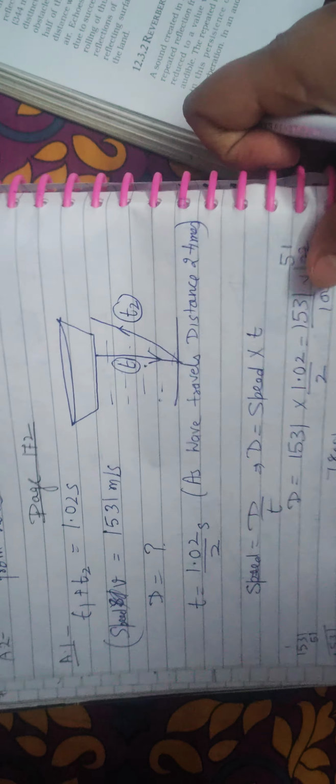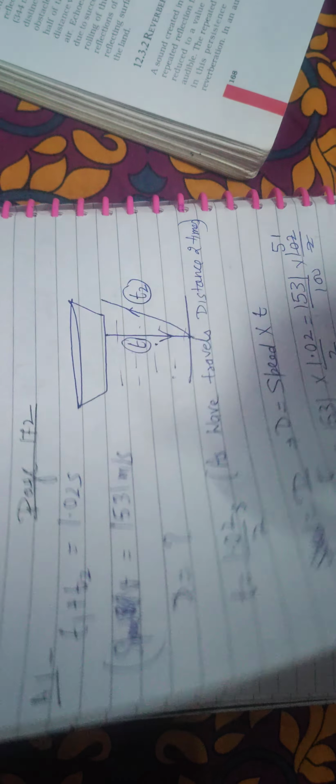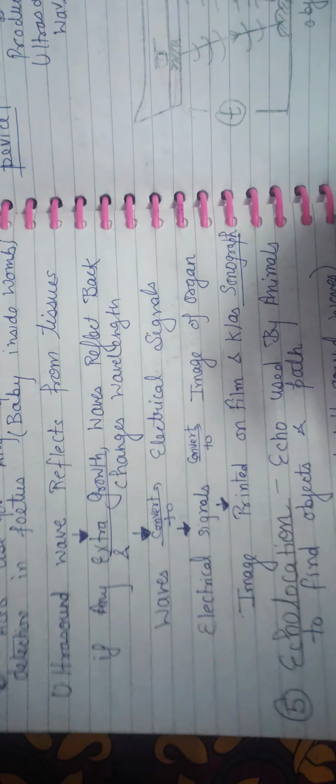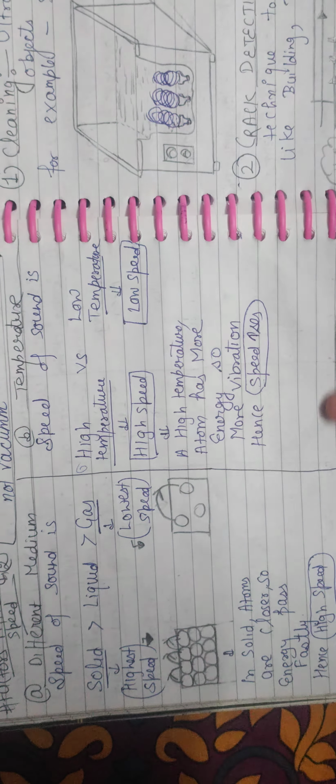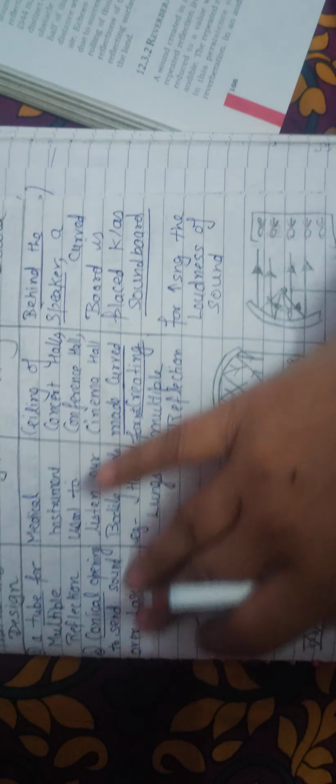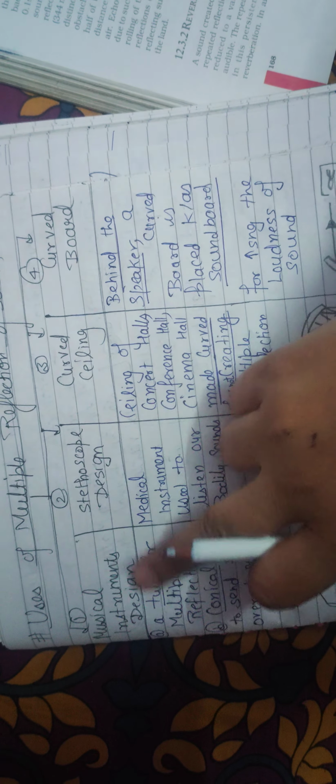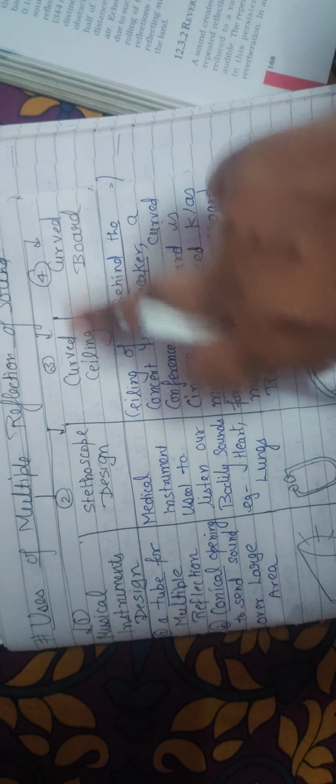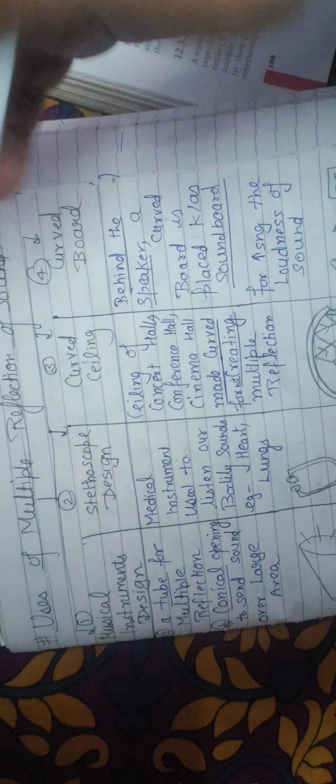Now the next question is, why are the ceilings of concert halls curved? Okay, so I have already told you, in two situations we are increasing the reverberation. In the topic reverberation we have done this. So why are the ceilings curved? To decrease the reverberation. So I have given you there already. In two we are increasing, in two we are decreasing. So with a curved ceiling we are decreasing.